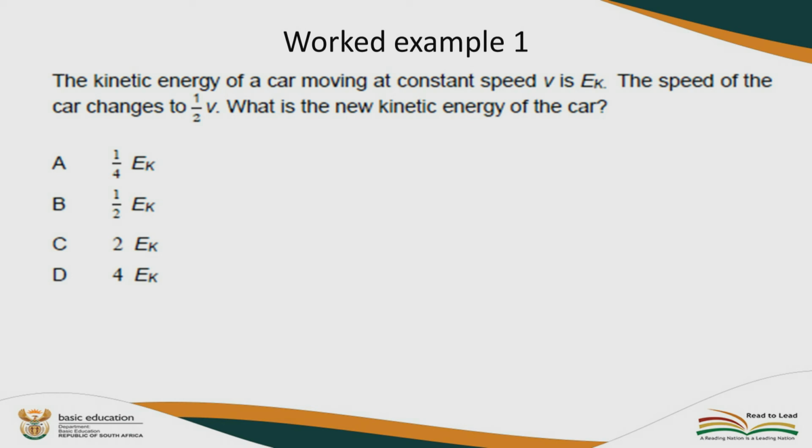Let's look at this example, just to get us through the technique. The kinetic energy of a car moving at constant speed V is EK. And the speed of the car changes to half V. Now, whatever speed it was, now it's half the initial speed. What is the new kinetic energy?